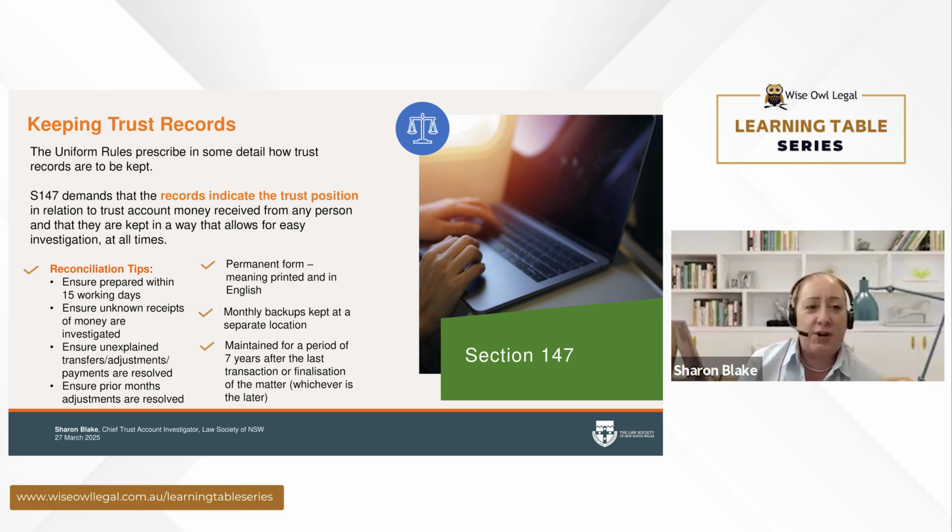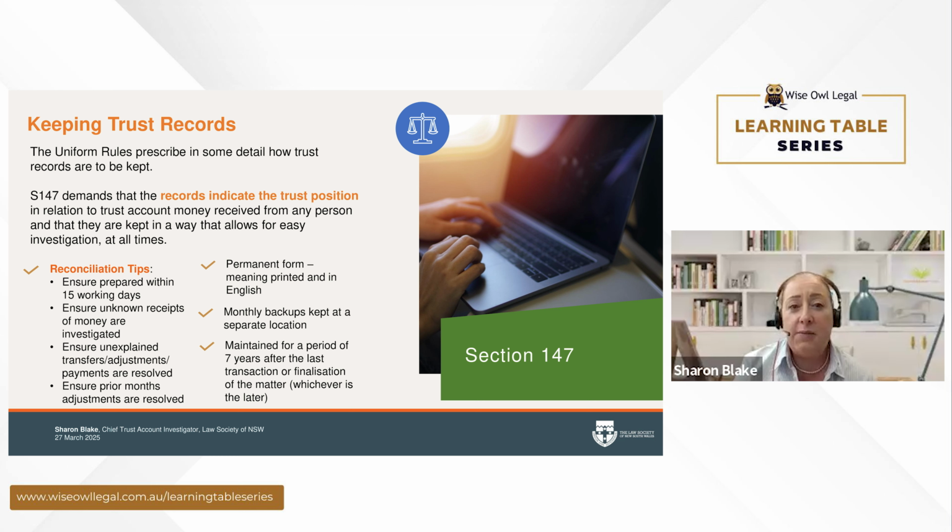So, keeping trust records. Now we know what is and isn't trust money. How do we keep the records? The uniform rules prescribe in some detail how the trust records are to be kept. Section 147 demands that the records indicate the true position in relation to the trust account money received from any person, and that they are always kept in a way that they can be investigated at all times.